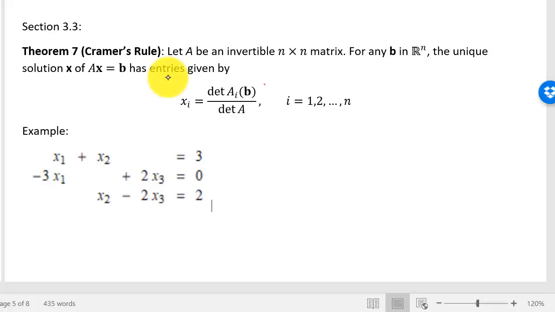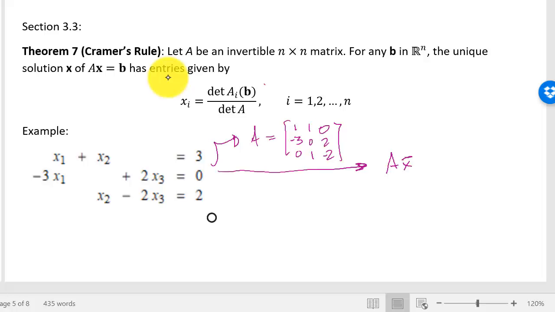So let's take a look at an example. Here's an example of a system. We can say that A is going to be 1, 1, 0, -3, 0, 2, and 0, 1, -2. Those are the coefficients of the x1, x2, and x3 values over here. And so the system is really saying that when you apply the matrix A to x1, x2, x3, what values of x1, x2, and x3 will send it to the vector 3, 0, 2.